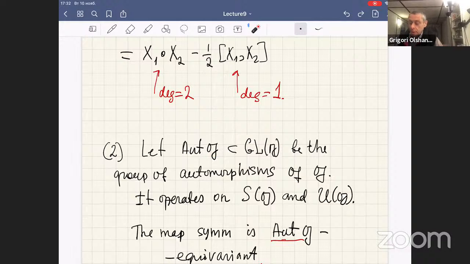It operates on the symmetric algebra, and it operates on this algebra just because it is a symmetry group. It is something which preserves all the relevant structures which we need. And the claim is that this map, the symmetrization map, is equivariant with respect to the action of the automorphism group.